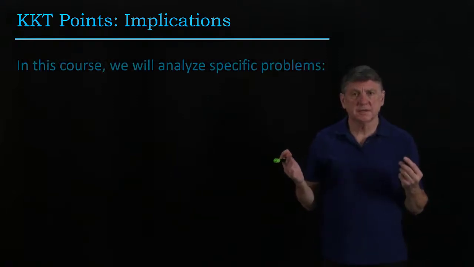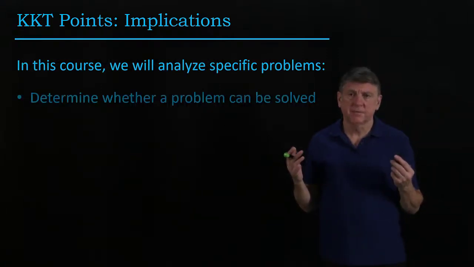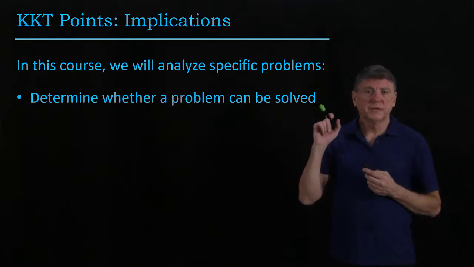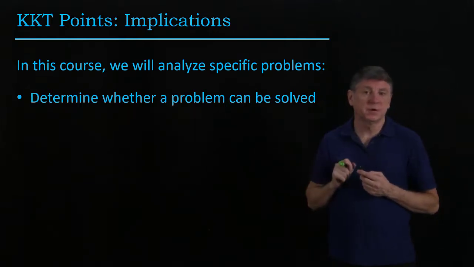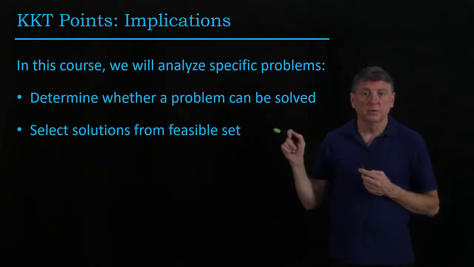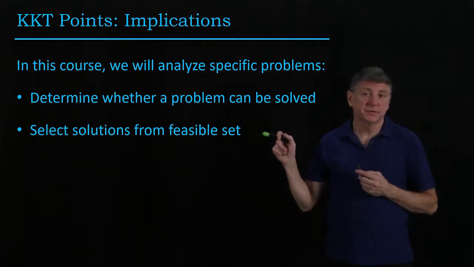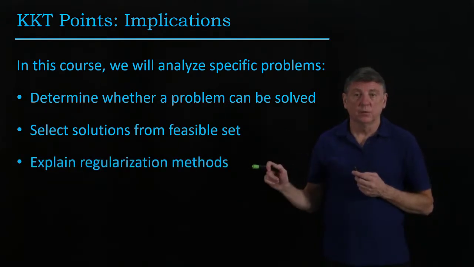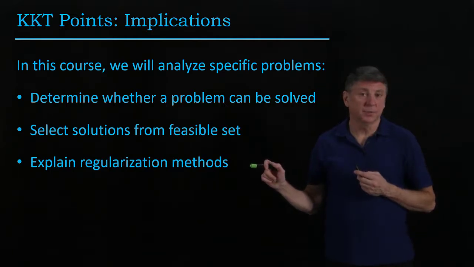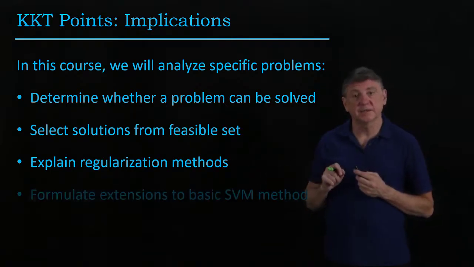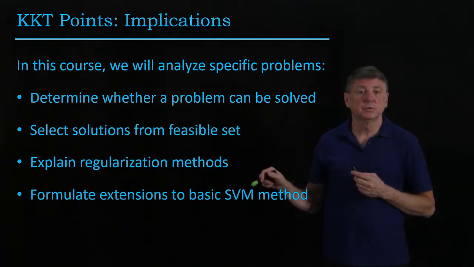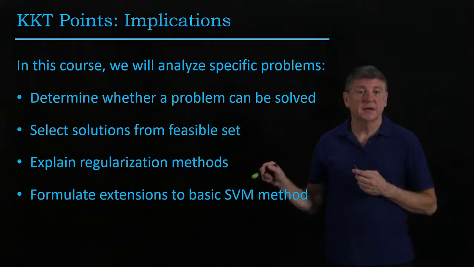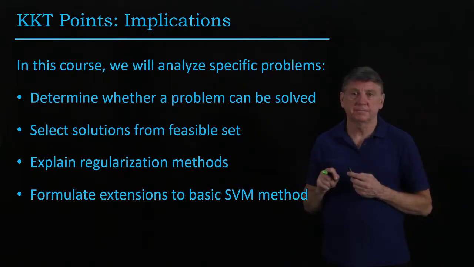So let's think now about some of the implications. In this course, we'll use the KKT points to determine whether or not a problem can be solved at all. We'll use them to select specific solutions from a feasible set. We'll use them to understand regularization, which is an important part of nonlinear data analysis, and we'll also use it to understand support vector machines, which are a method for machine learning.